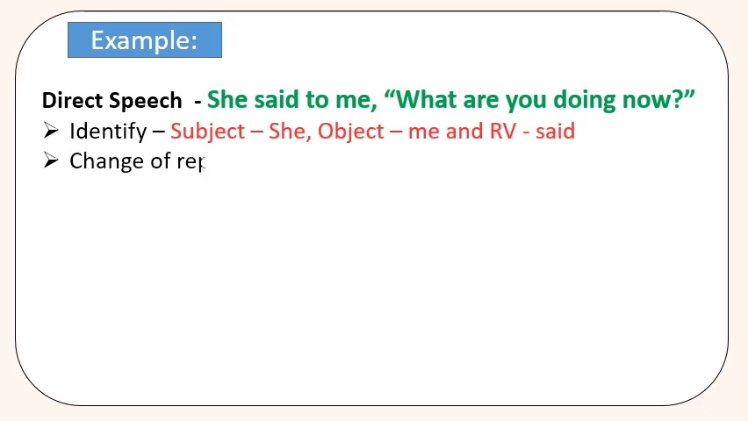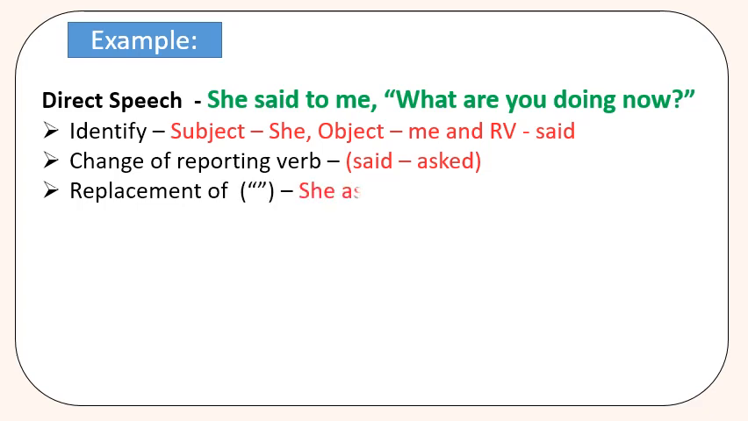Number 2 is change of reporting verb. Fine. So said converts to asked. Number 3 is replacement of inverted commas. As you can see, in case of a direct question beginning with the WH family, we will replace inverted commas directly with the question word. We don't need any additional conjunction here. So: She asked me what.